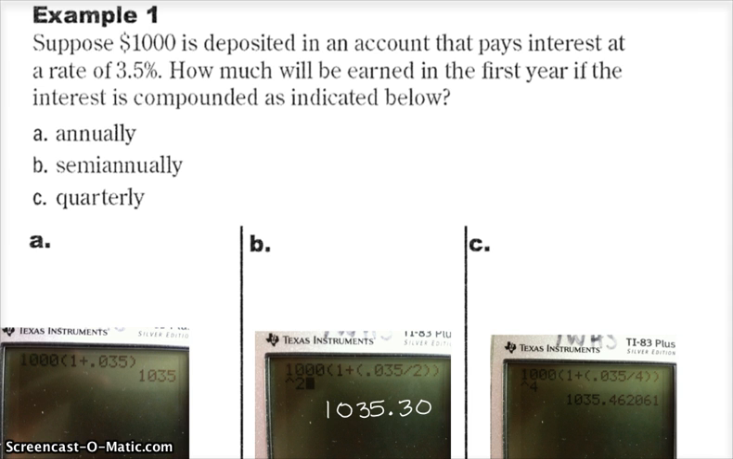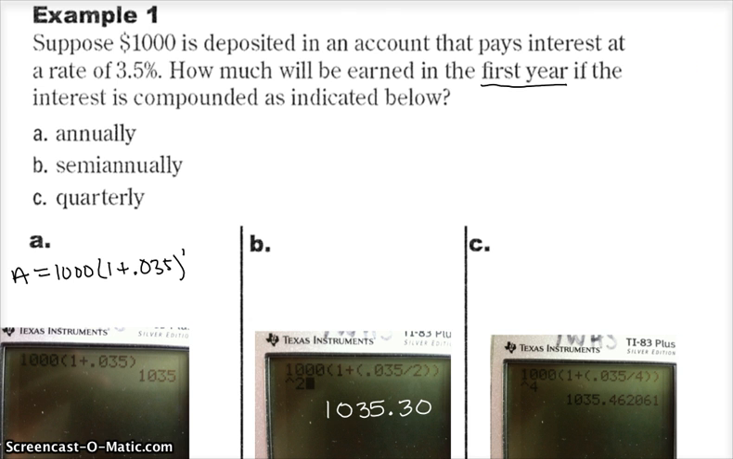First, let's look at how to set up the annual compounding formula. The amount in the account will be equal to 1,000 times the quantity 1 plus 0.035 for 3.5%, raised to the first power, since time is just 1, because we're looking after the first year. The calculator display is shown below, and you can see that the new amount would be $1,035.